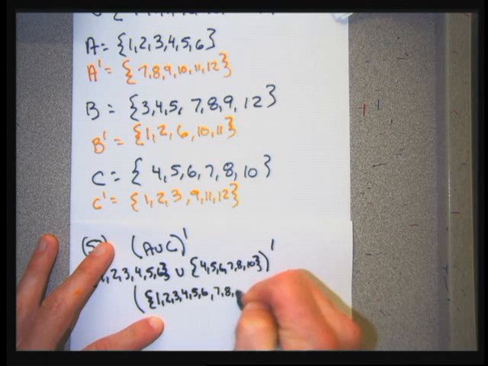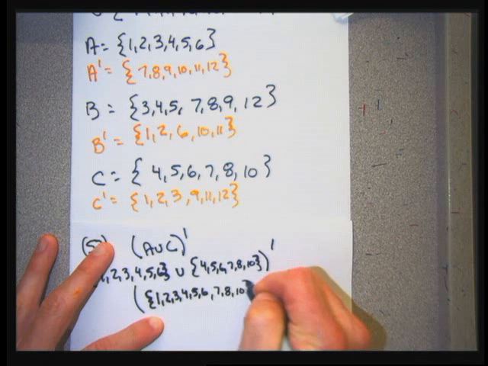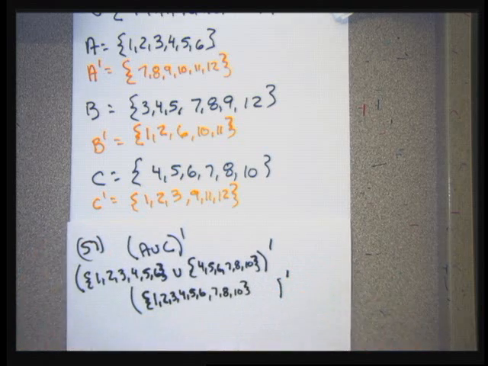When I do the union of those two sets, I get the entire A set and the rest of the C set that I haven't put in. So the union of those two sets are the numbers 1, 2, 3, 4, 5, 6, 7, 8, and 10. And now I'm going to do the complement.